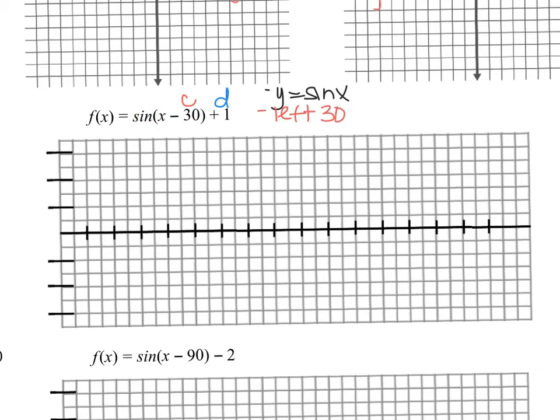By left, I am absolutely wrong. Hopefully you're looking at that saying, no, that's not right. We're moving right. When it's negative, it looks like it's going to go to the left, but it's actually moving right. So we're moving right 30. And then this D is positive, so we're going to move up 1. So there's our to-do list.